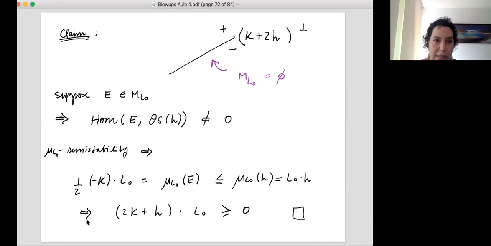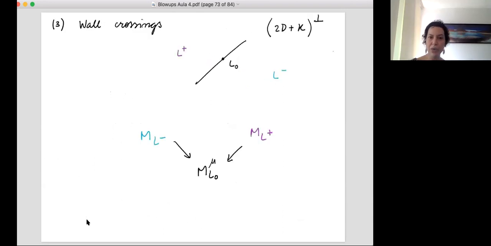Okay, so this was what we call the external walls for the stability fan. And now, in general, you have some internal walls. So these walls are going to be defined by other divisors D. And again, in this case, for each such wall, we can say exactly what happens when we cross this hyperplane in the stability fan. So this is what you get in general.